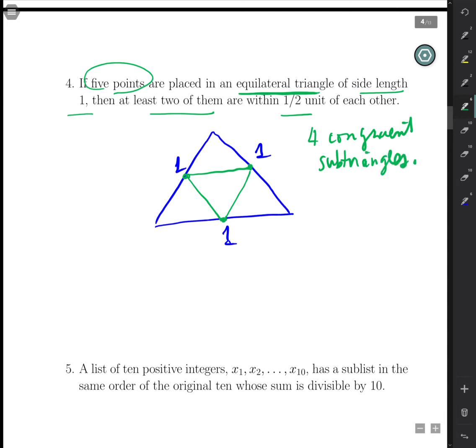And what is the length of the side here? When you take the midpoints of the sides of a triangle and connect them, that side length is exactly half the length of the longer side down here. So this side length is a half, a half, a half, a half, a half. They're all a half. They're all congruent. Now there are 5 points in there and 4 pigeonholes. These are the 4 pigeonholes.